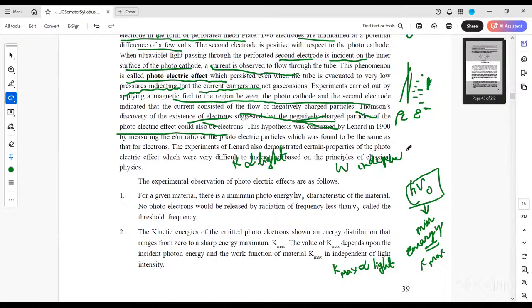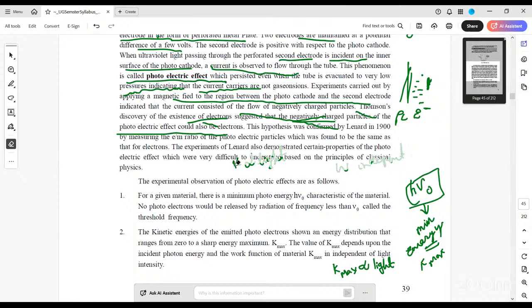Here we are discussing two factors. We have kinetic energy, and we have the work function. Kinetic energy is directly proportional to the light, whereas the work function is independent of light. These two things we have to concentrate on. Also we have to concentrate on the initial, minimum photon energy. The initial photon energy we are taking is h nu naught.